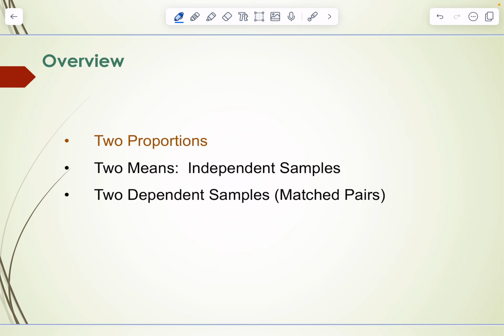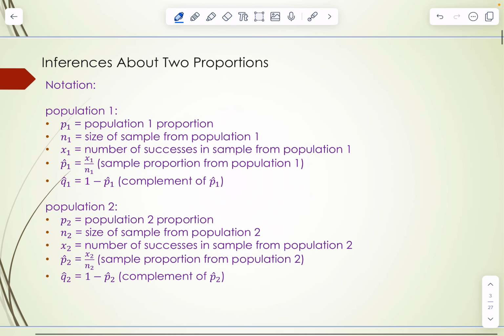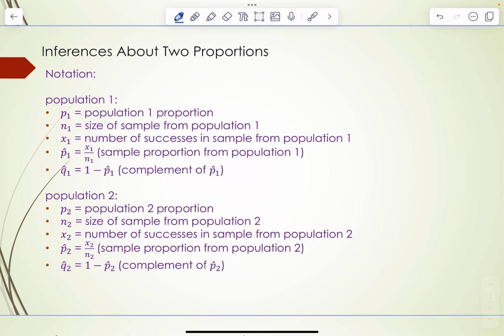And then we're going to talk about two dependent samples. And that's where you have matched pairs. And that's a very useful test. Okay. So, inference about two proportions.